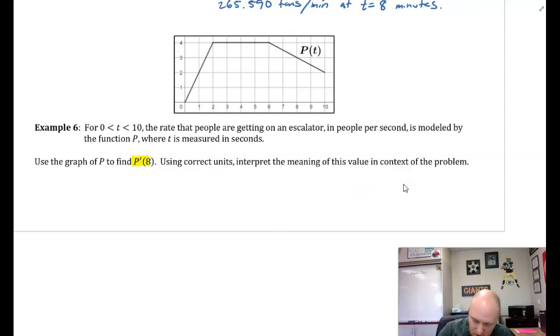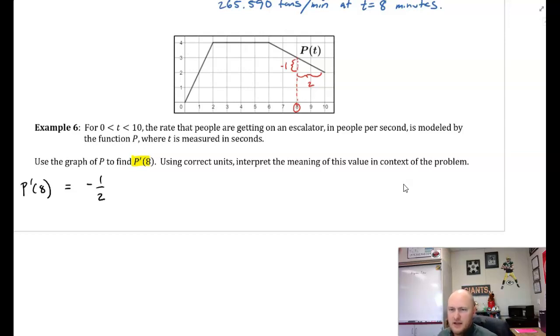Okay, so first thing, I need to find p prime of 8. All right, well, here is 8, and I'm going to look up here, and it looks like the slope here, looks like we're dropping 1, and we are running 2, so negative 1/2. So p prime of 8 is equal to negative 1/2. Okay, found it.